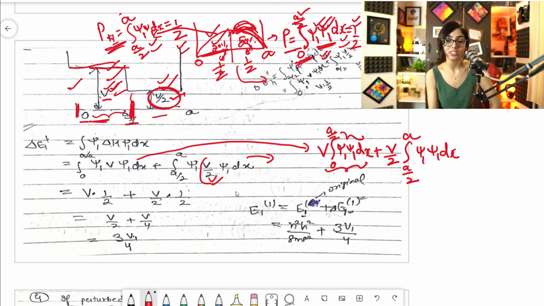This expression, what is it becoming? It is becoming the probability for the first half of this box, the 0 to a length box. So the probability of finding the particle in half of the box, that would be half only. Fine. And the expression is like this. Whenever you want to write the expression for this area, you will write like this only: 0 to a by 2, psi 1 dx. That is probability. This is called probability. Clear?